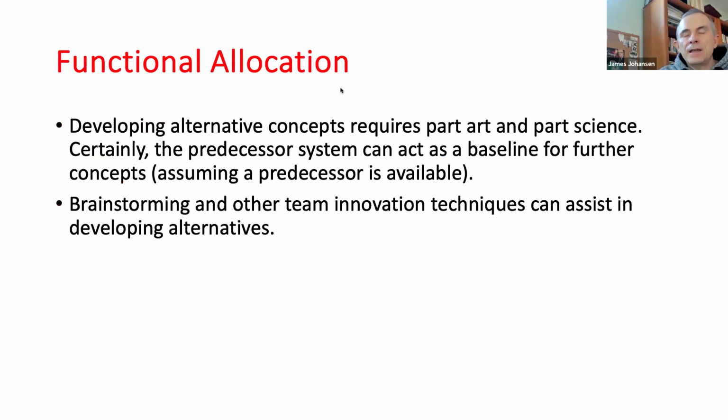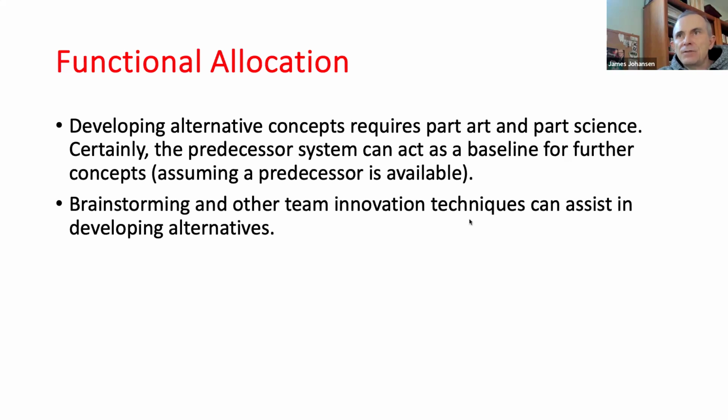Well, there's also functional allocation. We have a general idea coming into this subphase of what we want to do, but now we need to figure out how to allocate these things in the best, cost-effective, logical way. Developing alternative concepts requires part art and part science. As a systems engineer, you're part artist and part technician altogether, so it can be a very creative endeavor. Certainly the predecessor system can act as a baseline for further concepts, assuming a predecessor is available. For all the project ideas that you've come up with, that's the case, and it's usually a good place to be, especially when you're learning how to apply these concepts.